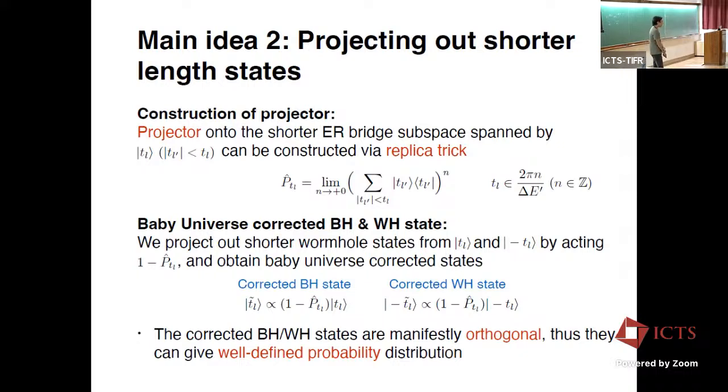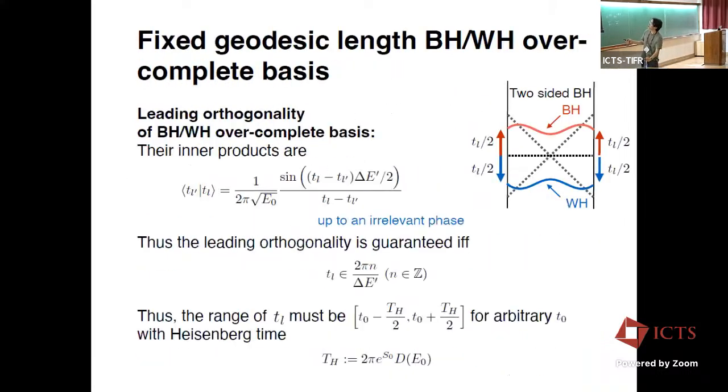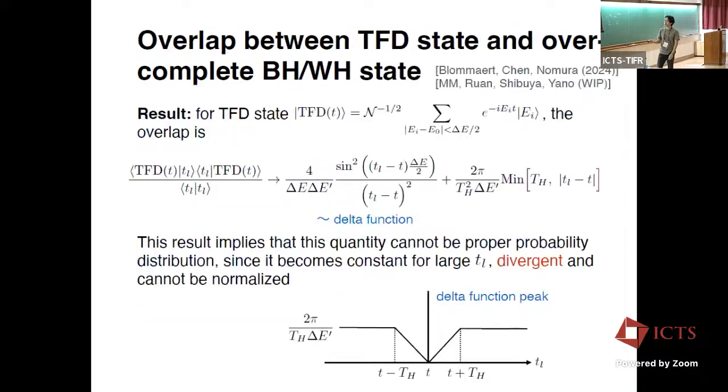The main idea is to consider projecting out a shorter length state from the black hole states. And this is a continuous basis still, right? This is not continuous due to the constraint here, due to the microcanonical ensemble constraint. It's discrete. But in particular, why doesn't the randomness of the spectrum turn up here?